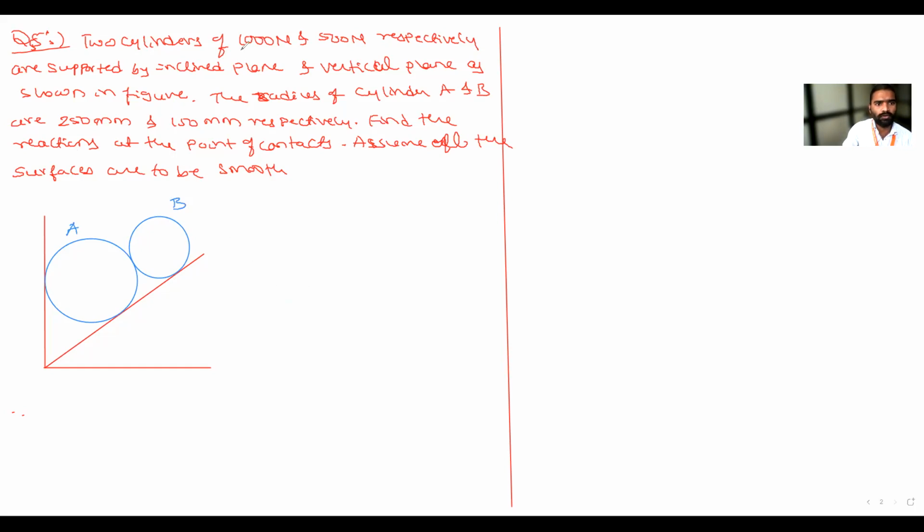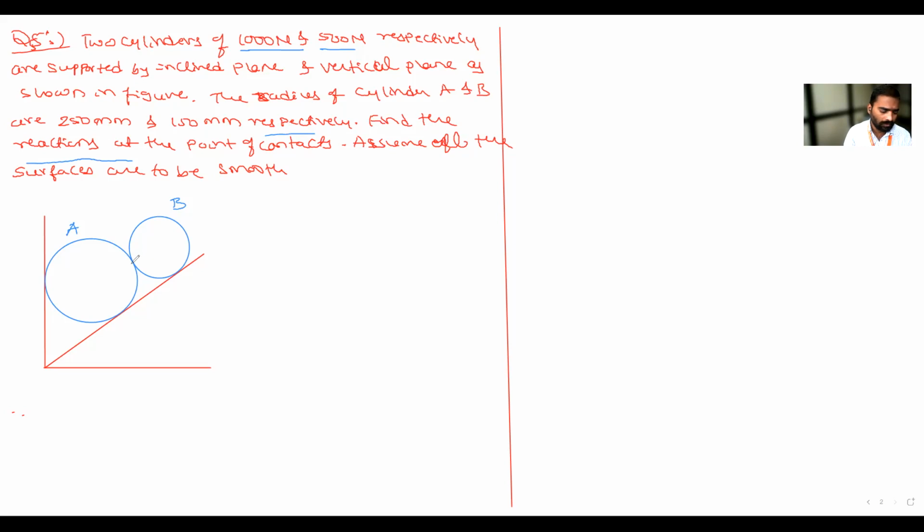Two cylinders of 1000 and 500 Newton respectively are supported by an inclined plane and a vertical plane as shown in the figure. The radii of cylinders A and B are 250 mm and 150 mm respectively. Find the reactions at the points of contact. Assume all the surfaces are smooth. So these are the points.